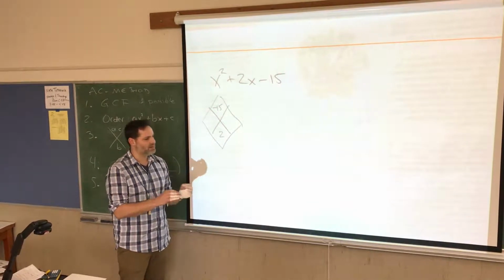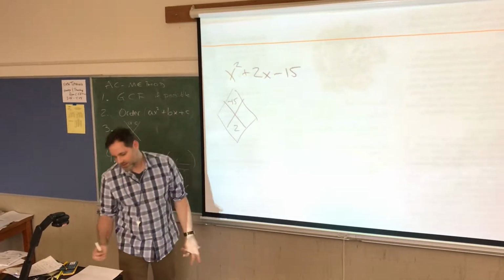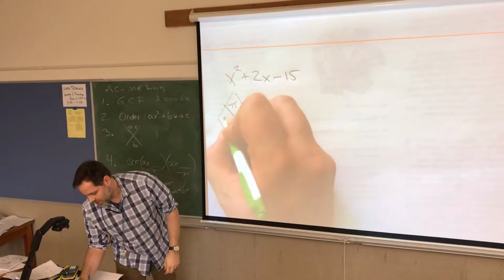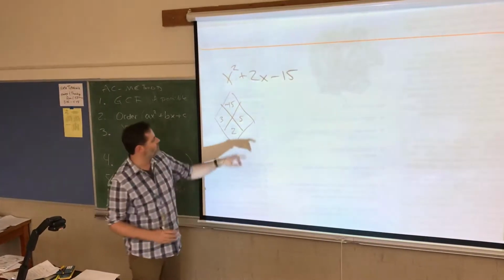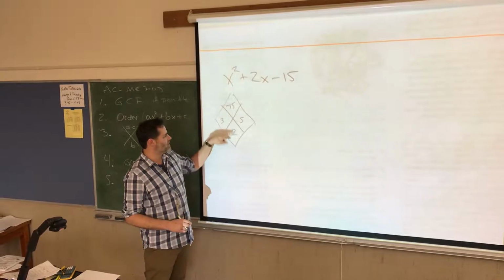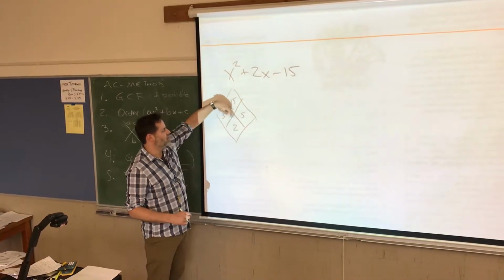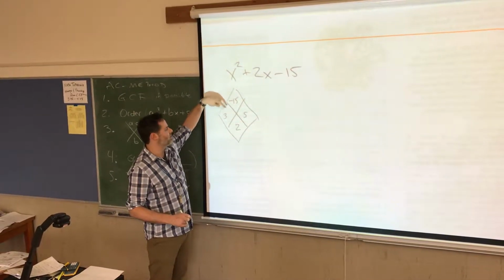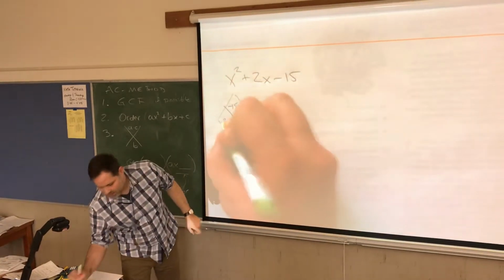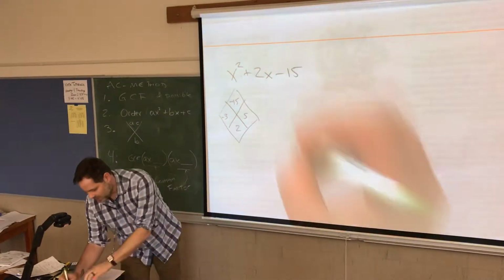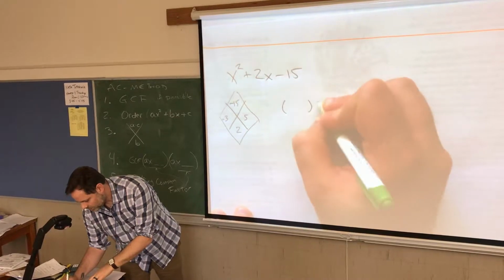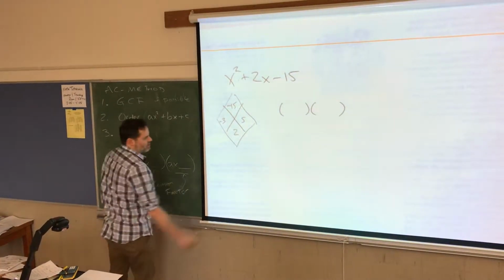It's either 1 and 15 or 3 and 5, that's it. So you should come to 3 and 5 as the 2 numbers. However, to make a negative 15, one of these has to be negative. It's the negative 3, because that would add up to 2. Then you make 2 groups. These are going to be where your factors are.